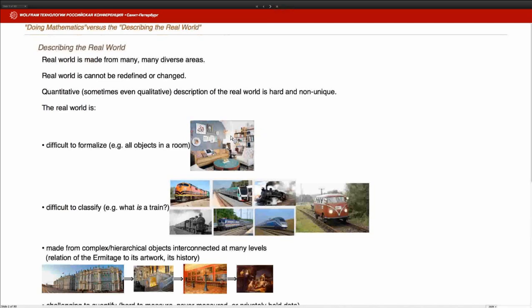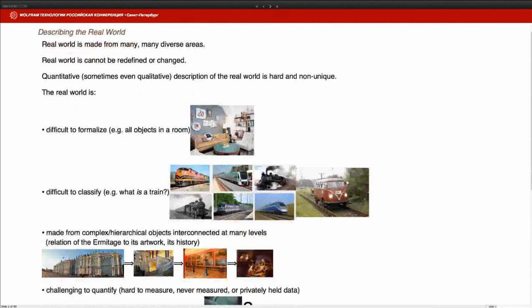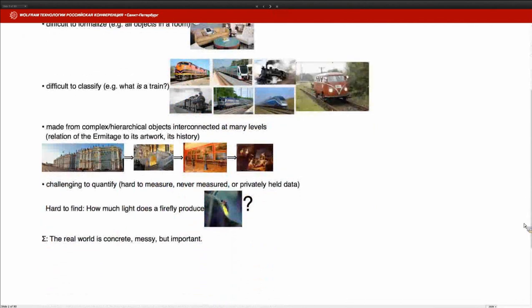For instance, you have a picture of a room. How would you ever formalize this in a computer language? Or you can always check if something is a real number. But what exactly is a train? Like, how far does a train go? Is this object to the right still a train or not? And there is a very complex hierarchical structure in the real world. For instance, if we go from a painting to the whole building, how are they related to each other?